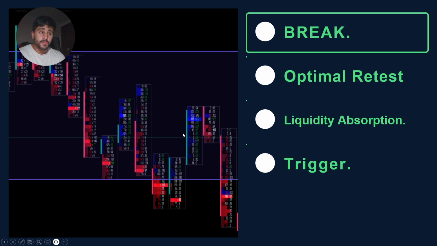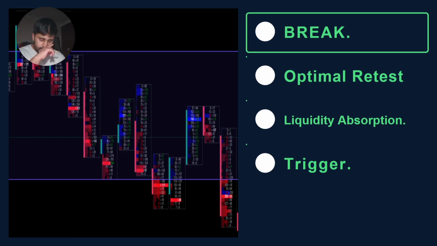We had a huge amount of buyers coming halfway up to the zone. Then we broke below the zone. So that's what makes me pull my trigger. I want to see a break. I want to see a retest or an optimal retest coming back into the level. I want to see liquidity absorption. What do I mean by liquidity absorption?